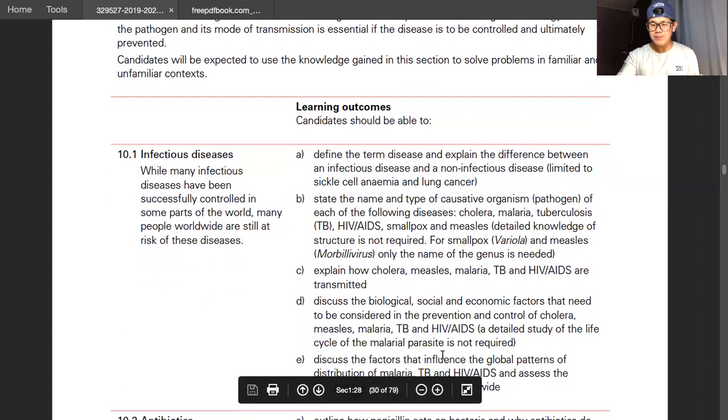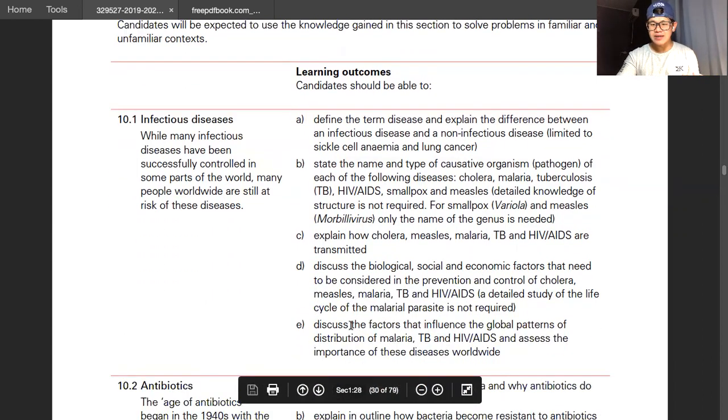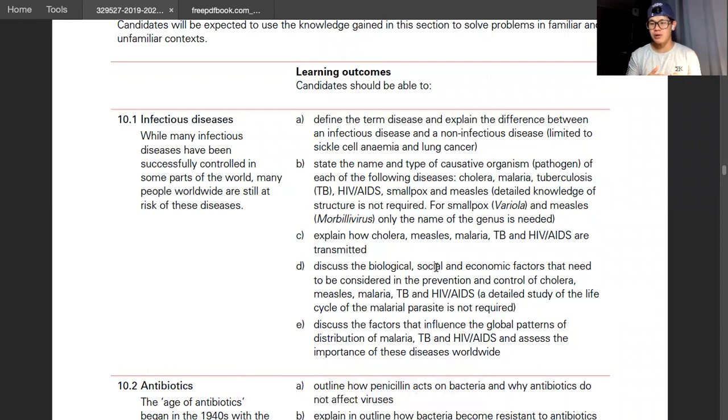And lastly, we will also be discussing the factors that influence the global patterns of distribution of malaria. So how come certain infections only occur in certain parts of the world and don't occur throughout the world, and how come certain infections are prevalent throughout the world? How come some are only in certain areas of the world? Okay, that's what we're going to look at. What are the factors that come into play?